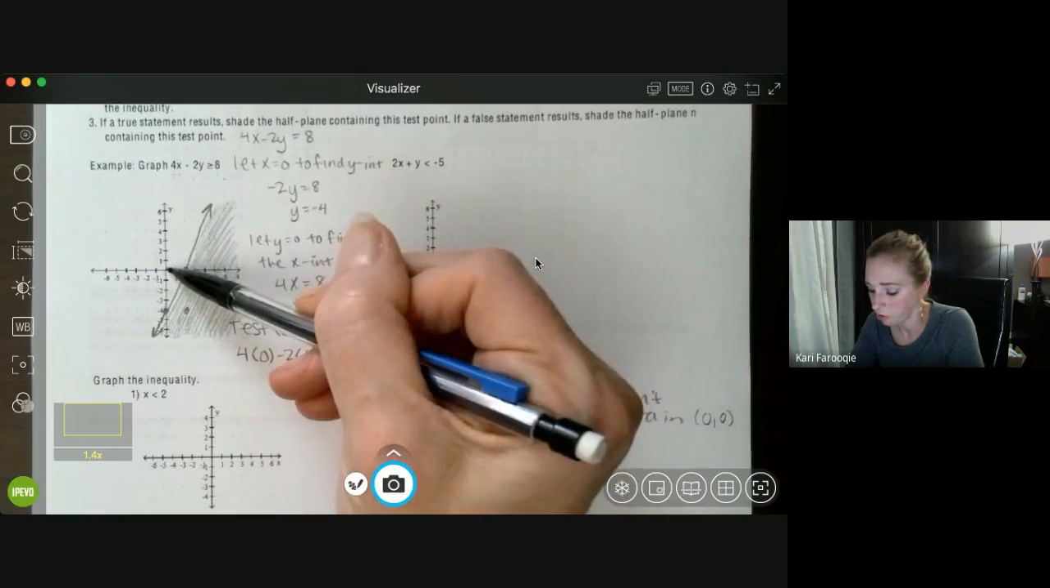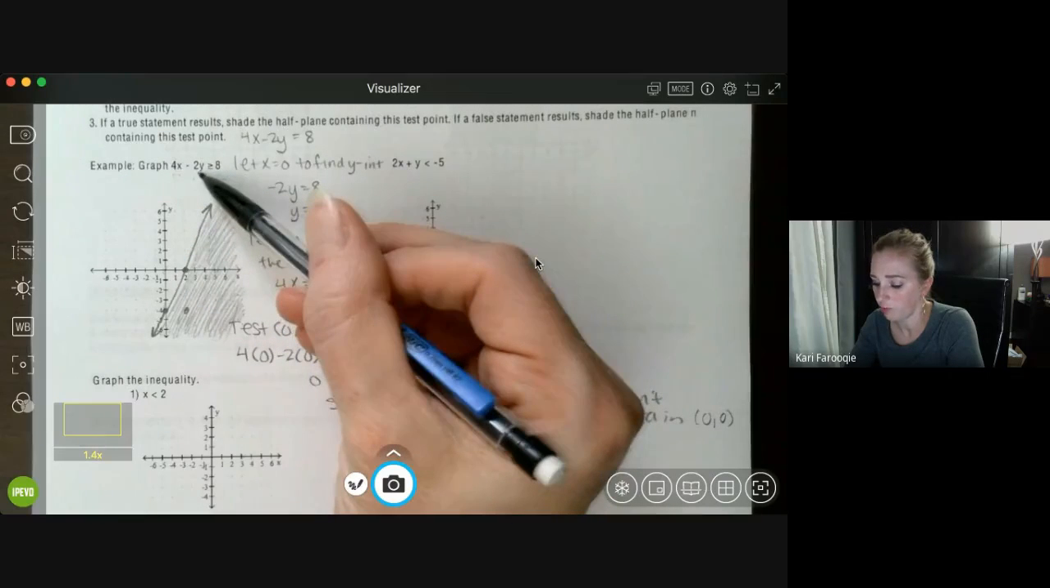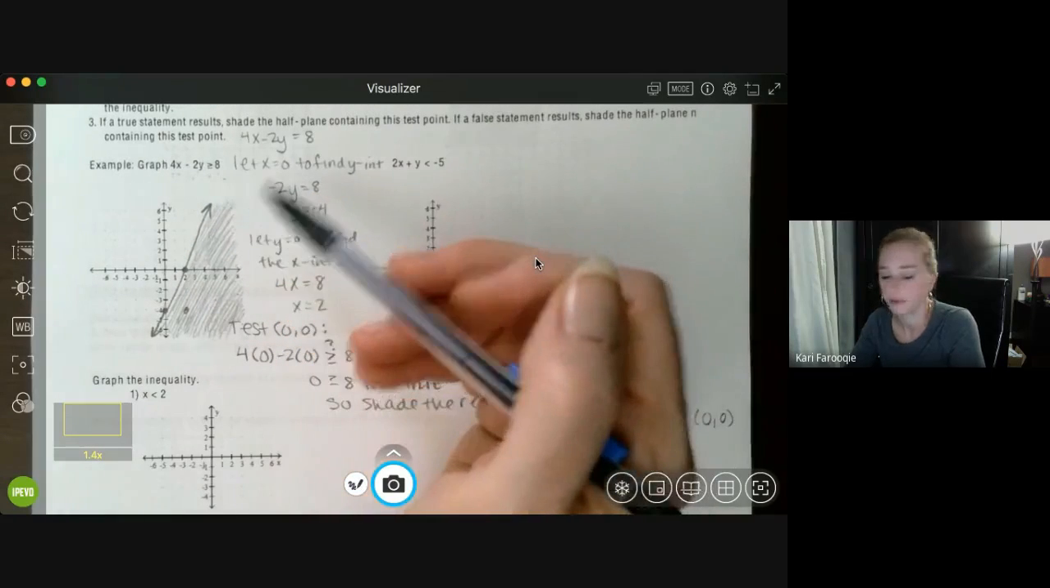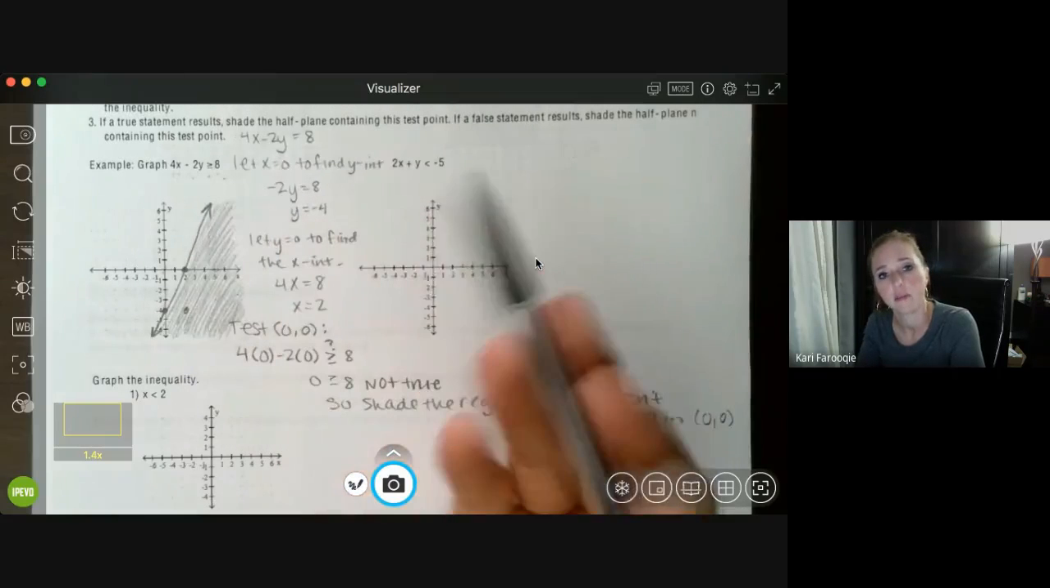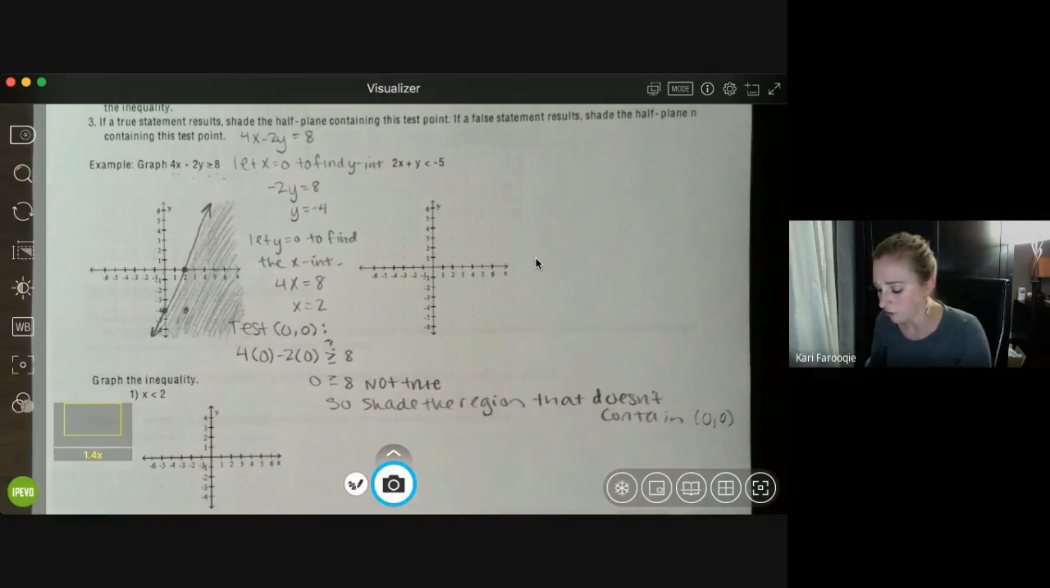We saw it wasn't true. You could also pick 1, 1. 4 minus 2 is 2, which is not greater than or equal to 8. So you can pick any point over here, and it will not make the inequality true. And that's what we're doing when we're graphing inequalities.